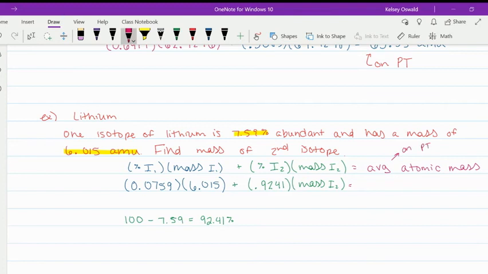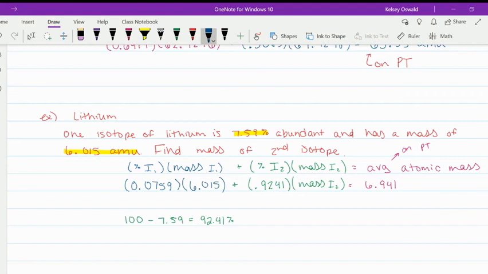So if you don't know your average atomic mass in a problem like this, you can always just look at the periodic table and find it. So if we look at lithium, the number at the bottom, or the average atomic mass, is going to be 6.941 AMU. Okay. Now that we have all this information filled in, we only have one unknown, the mass of that second isotope. Now all we have to do is some algebra to solve.